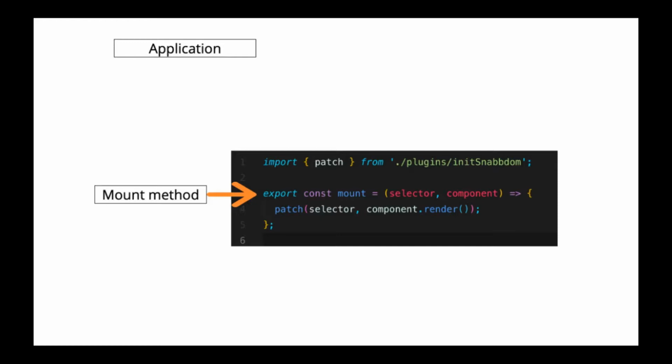So our application has a mount method, and the mount method receives the selector from the DOM, and it receives a component. I spoke before about virtual nodes, and basically a component is a virtual node. So we have one big vNode that we call the virtual DOM, and a vNode can have sub vNodes, etc. So sub-components.